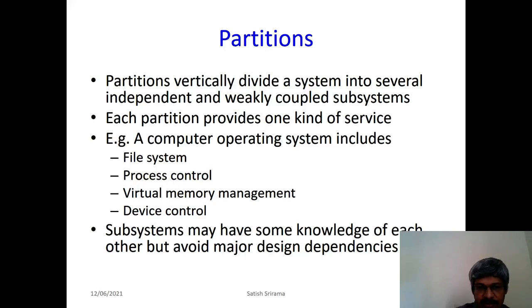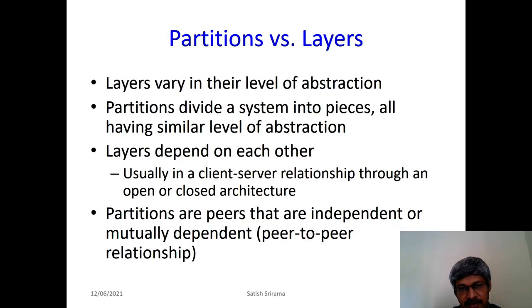So the file system is a partition, process control is a partition, virtual memory management is a partition, device control is a partition. Subsystems may have some knowledge of each other, but avoid major design dependencies. In this case, the communication is peer-to-peer in the partitions. So let us see the difference between partitions and layers.